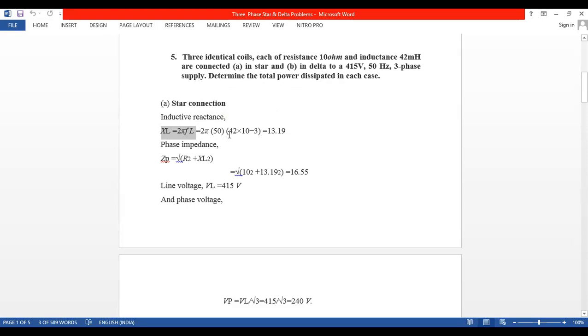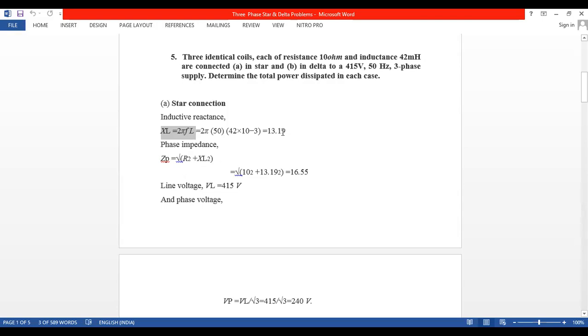Okay. The L value is given as 42 millihenries, 42 into 10 power minus 3. So now, after calculating reactance, what is the impedance formula? Impedance, or phase impedance, is the root of R square plus X square. Here we have taken Z equal to root of R square plus XL square, because only an inductor is there and they have given the inductive reactance. R square plus XL square, or we can write R square plus X square.